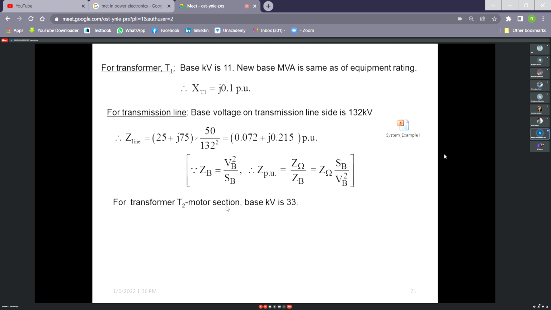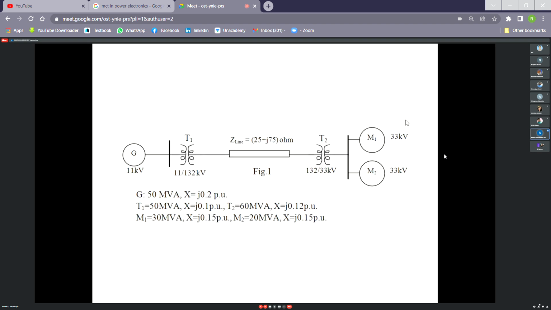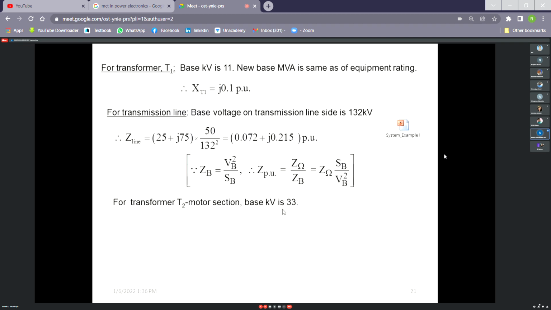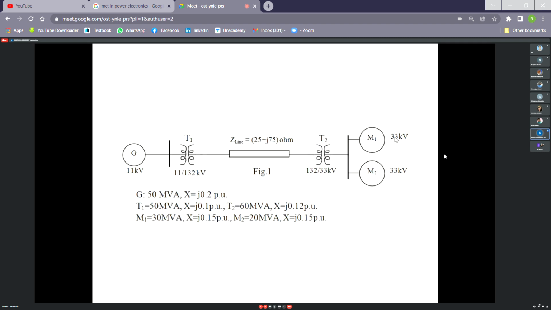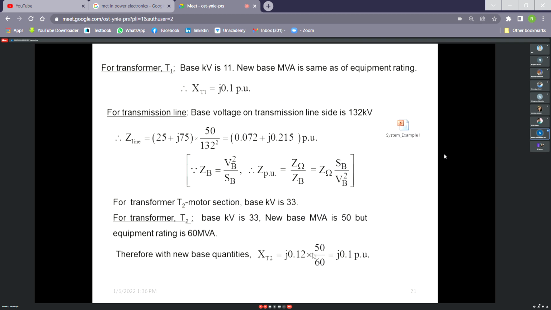For transformer T2 and the motor section, the base kV is 33, and the base MVA is all throughout the same, 50. But for the transformer, the equipment rating is 60, not 50. So you have to convert only for the MVA, not for the kV. Why? Because the transformer voltage rating is 33. So here the change is only for the MVA, not for the kV.